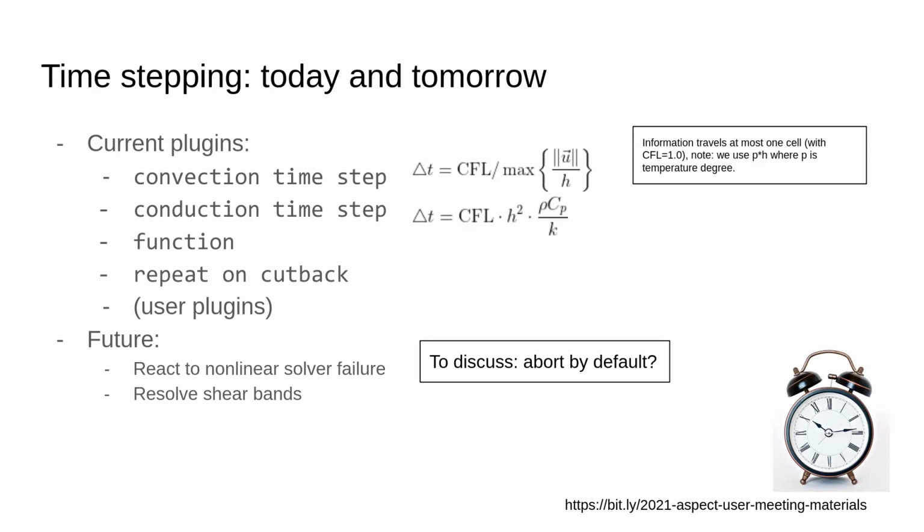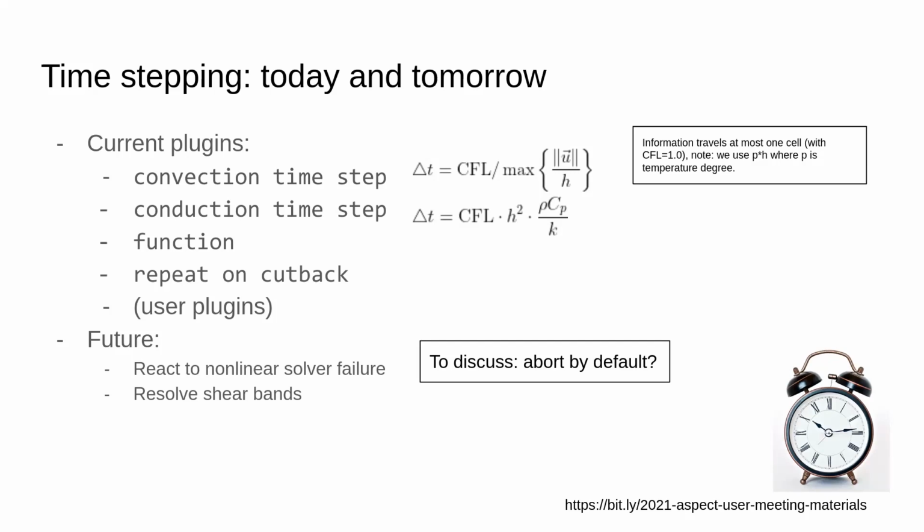So we look at the velocity in each cell, and we look at the cell size, and we determine the time step size for the next time step so that the information doesn't travel more than one cell. And you can modify this with the user parameter, the CFL number that you might have seen, that you can use to change how big the time steps are that Aspect takes.